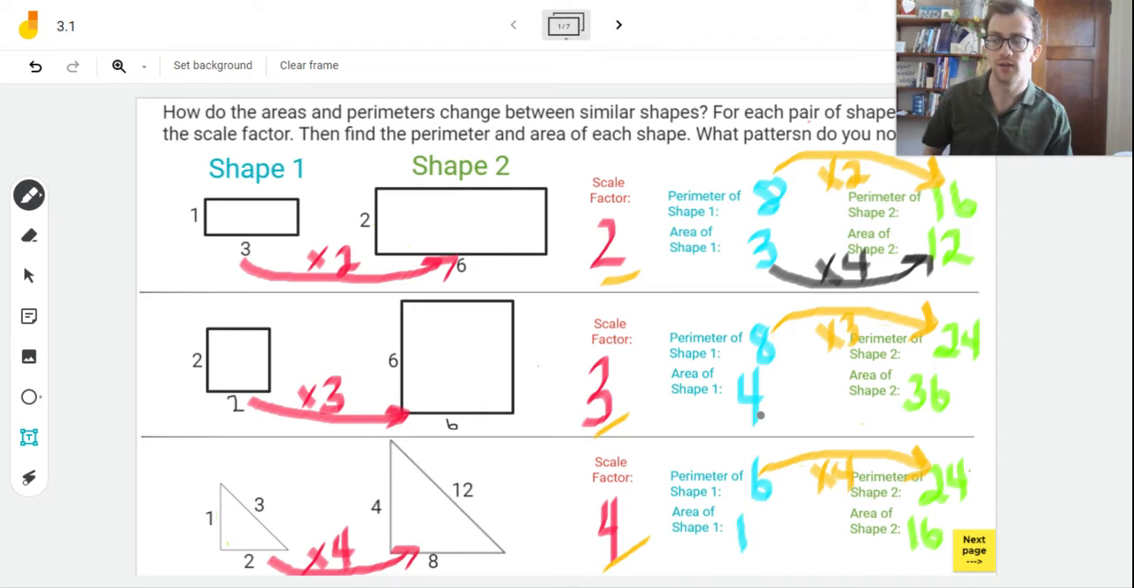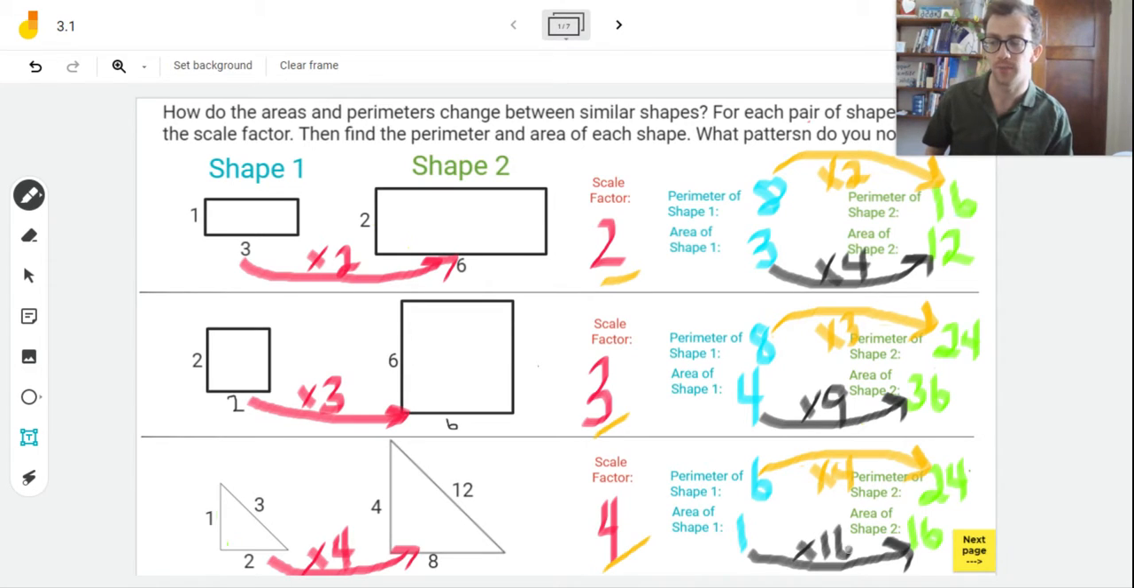Down here, the area was 4, then it grew to an area of 36. How many times bigger did that area get? 4 times 9 equals 36. And how about our triangles? The area was 1, and it grew to be 16. So how many times bigger did the area of the triangle increase by? 1 times 16 equals 16.